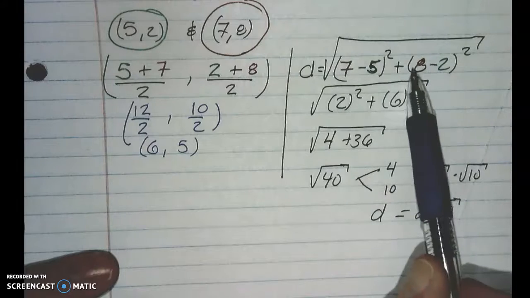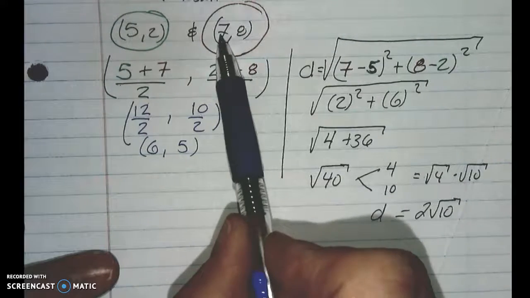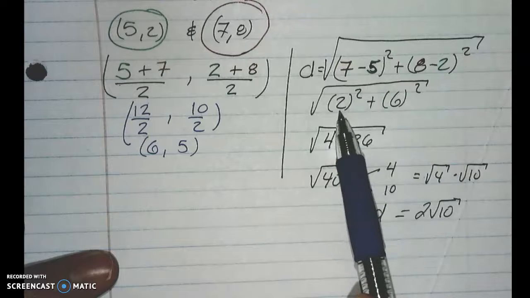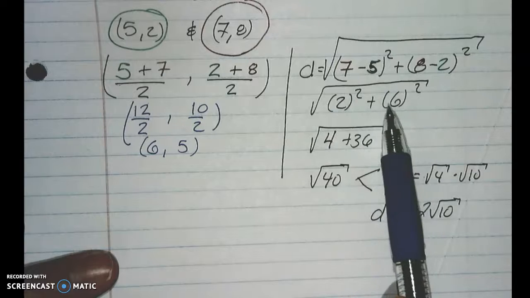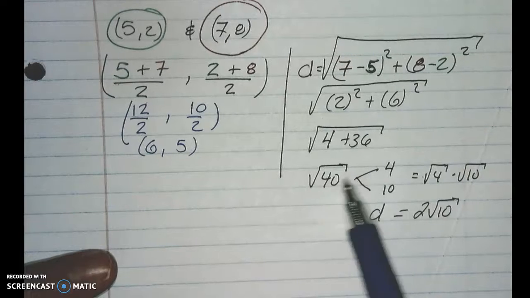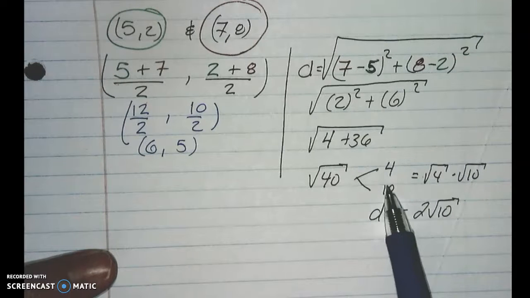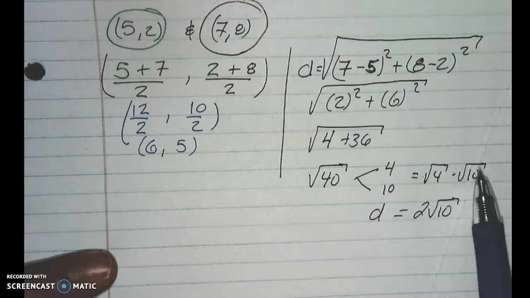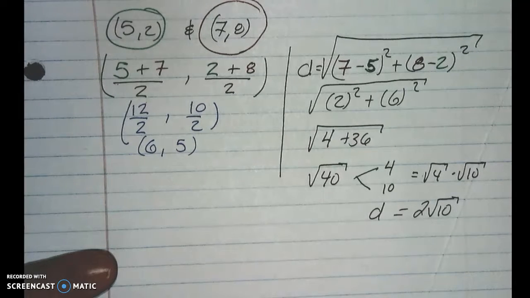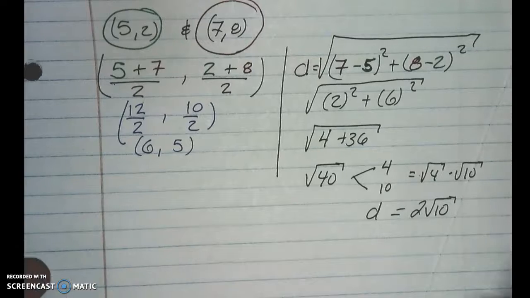We did the distance formula. So we did 7 minus 5, 8 minus 2. So respectively, it gives me 2 and 6. I square that, that's 4 plus 36. Square root of 40, well, we said that is 4 times 10, so square root of 4 is 2. Can't reduce the square root of 10, so it just gives us 2 square roots of 10. Yay! Questions?